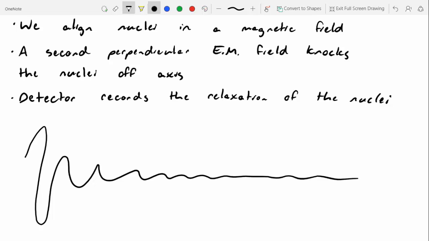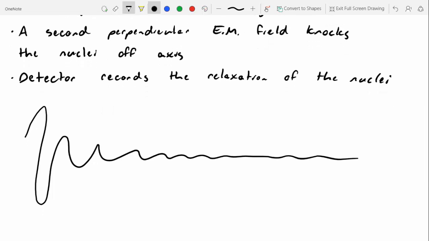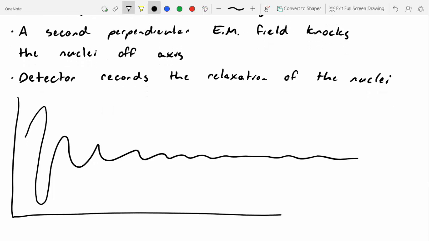So you're applying just like one burst of the B1 electromagnetic field, or is it oscillating? It really depends on the experiment. There are hundreds of different NMR experiments. Right now I'm just explaining the overall concept that in all NMR experiments, you have a larger magnet and then another electromagnetic field that hits your nuclei off axis to some degree.